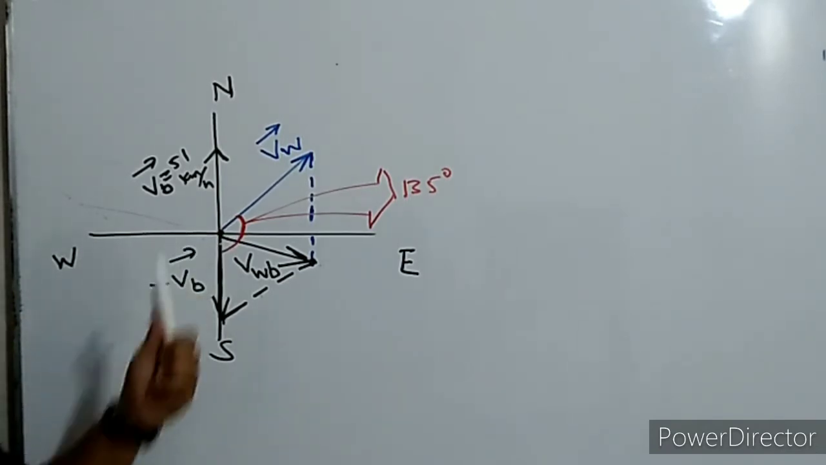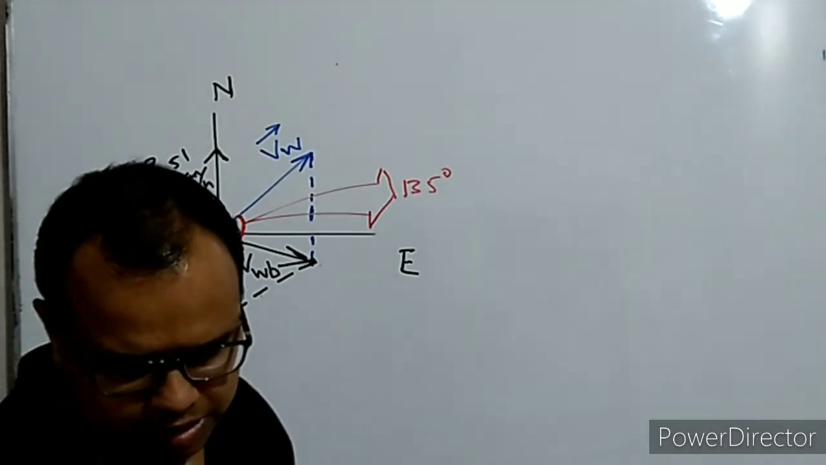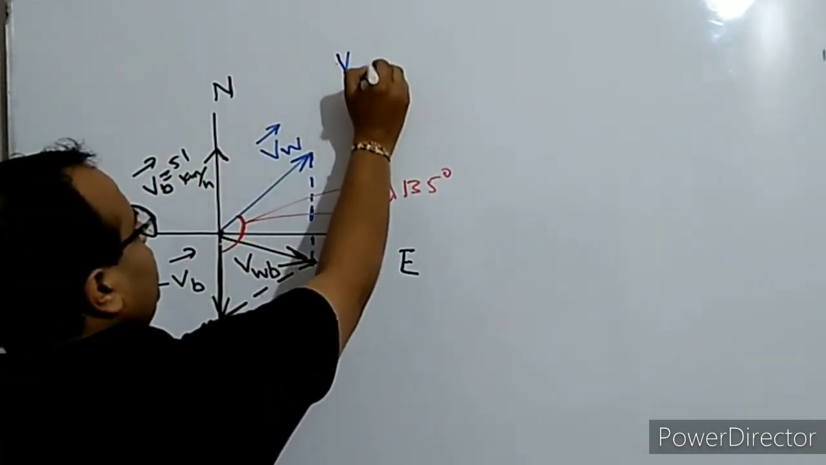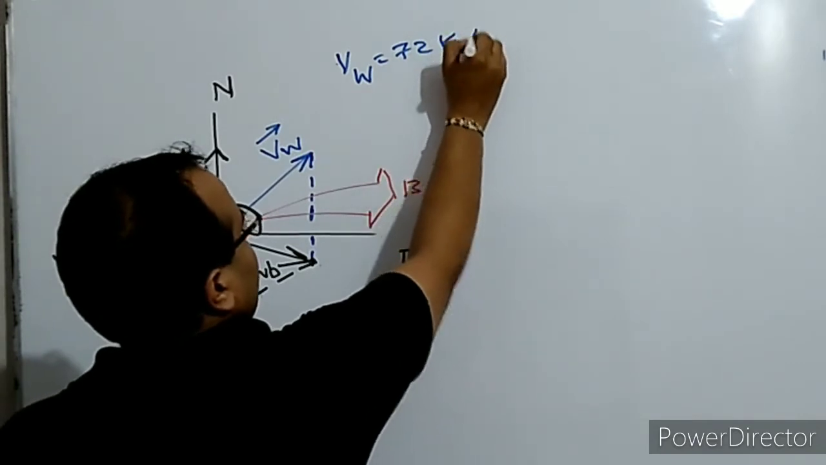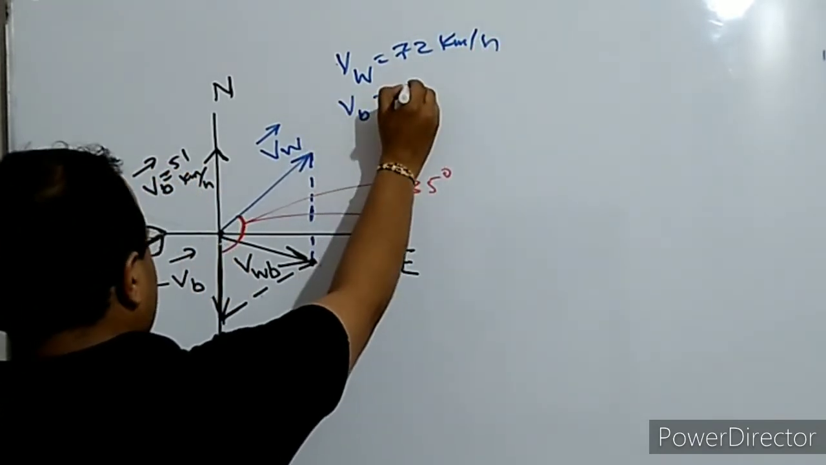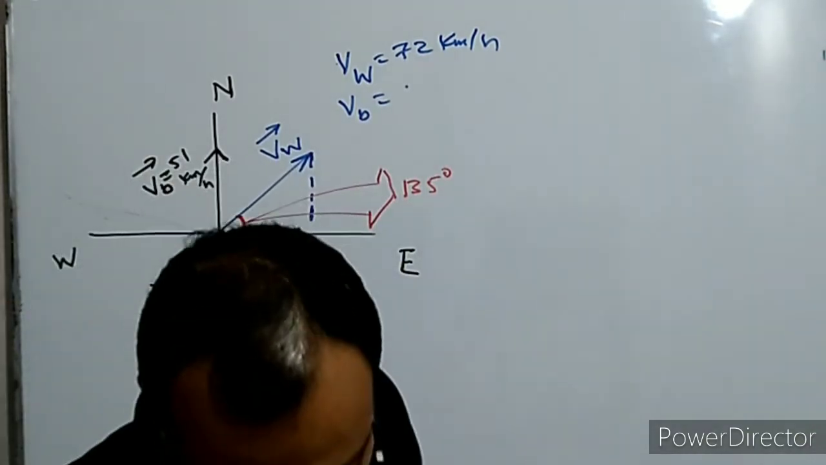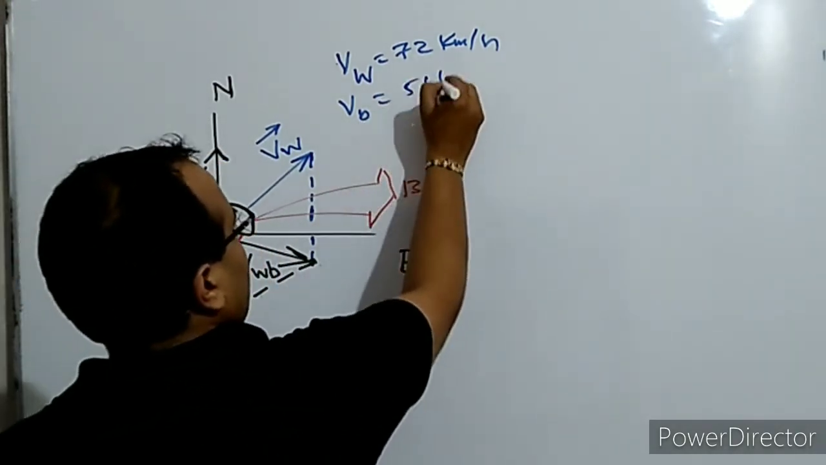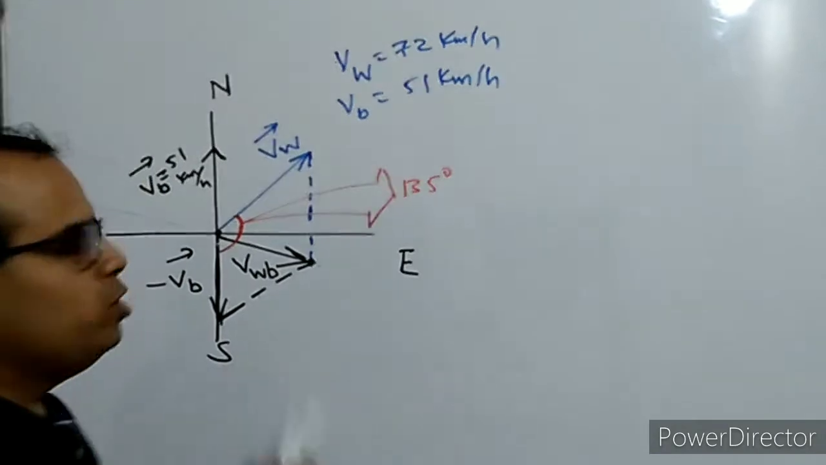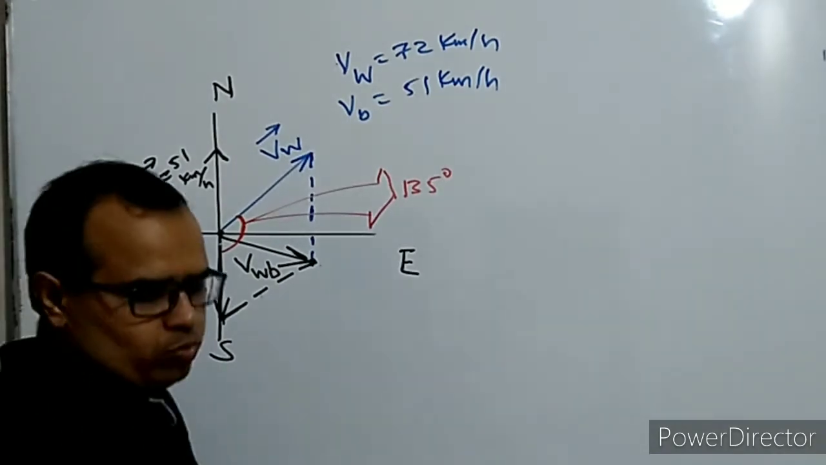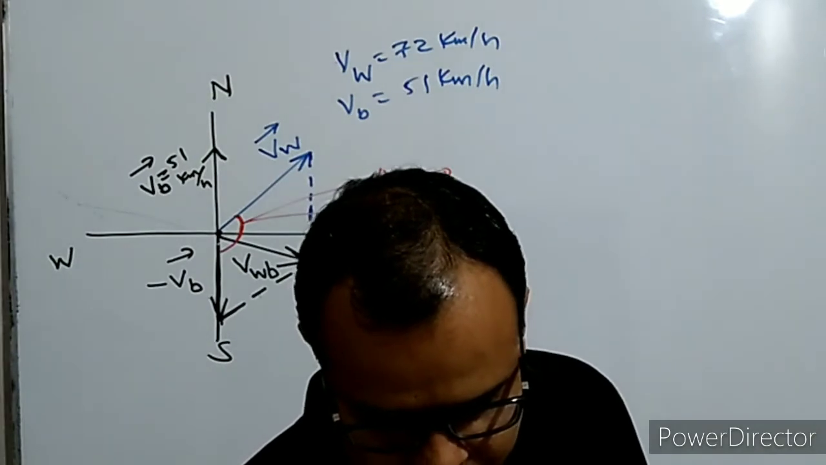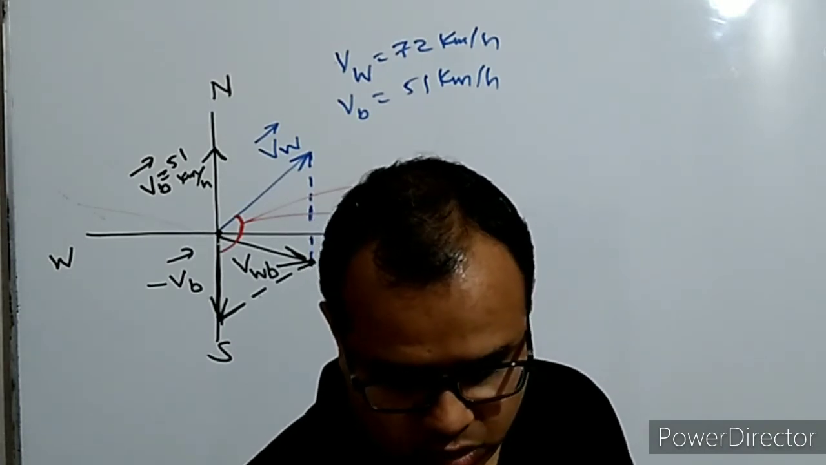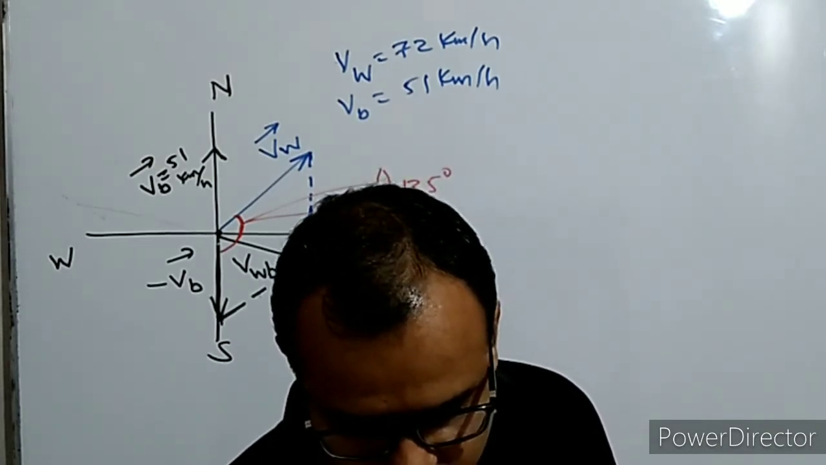Now we have the magnitudes of both VB and VW. VW is 72 kilometer per hour, and VB is given as 51 kilometer per hour. Once you have these values, you would find VWB, but actually that is not what is asked. What is asked is the direction of the flag on the mast of the boat.